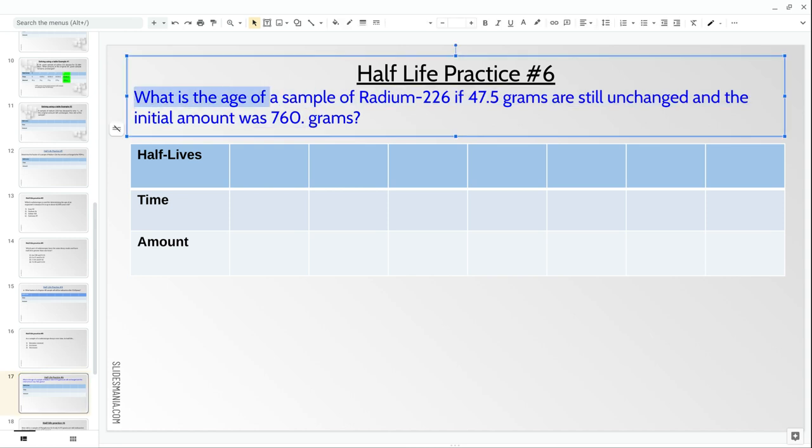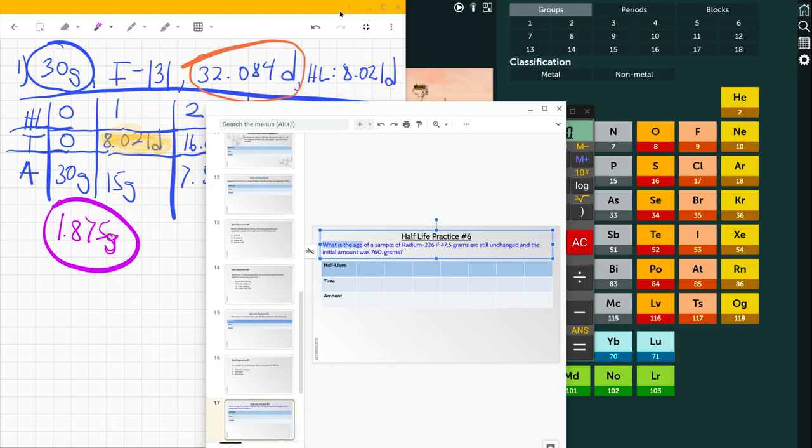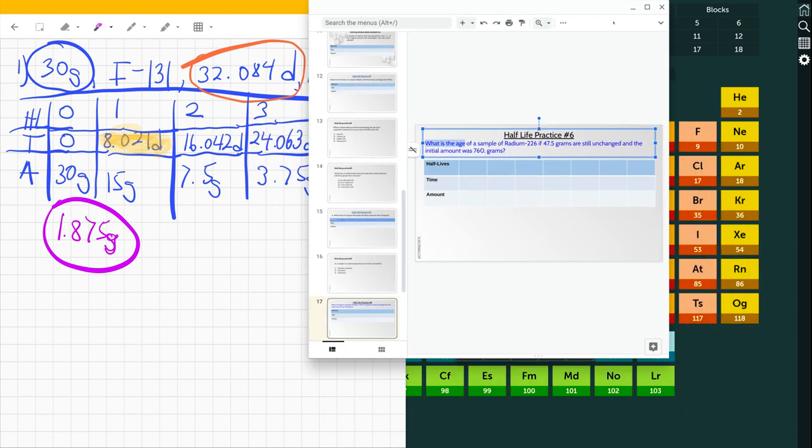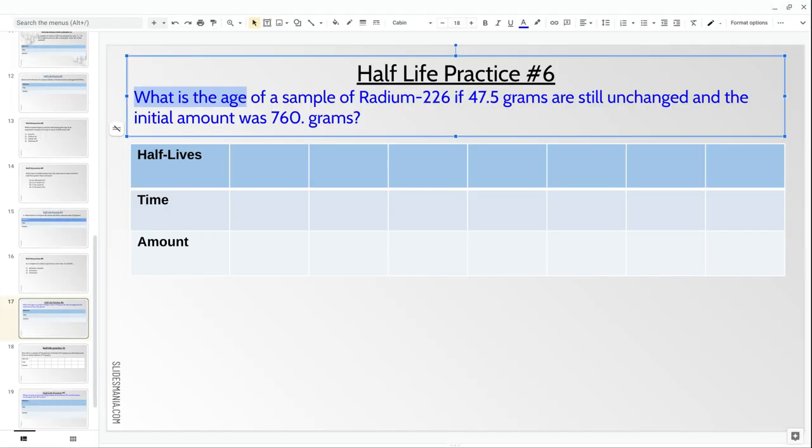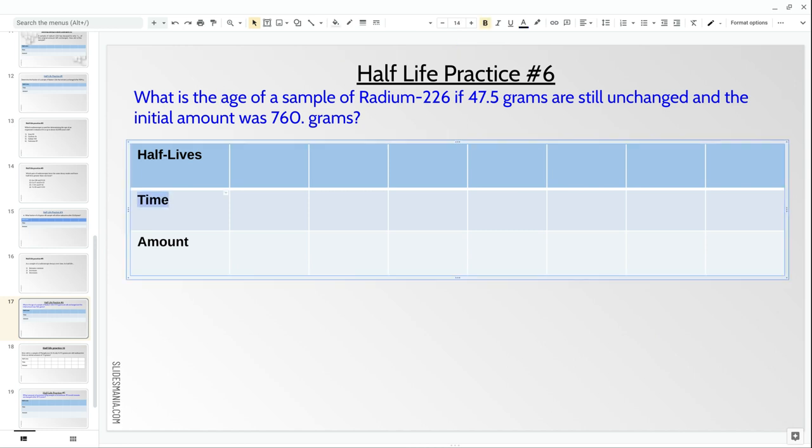What is the age? So you notice the last question we did, we solved for the amount remaining. What about a question like this where it says, what is the age? Now think about when somebody asks you about your age. That's how much time you've been born for and still alive, right? So they want us to find the amount of time.